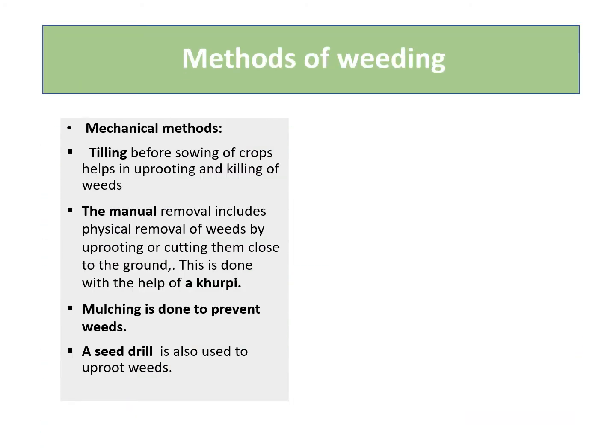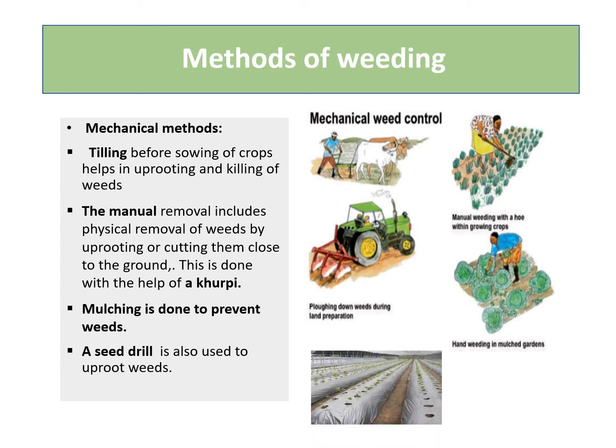There are mechanical methods of weeding. The first method is tilling. Tilling before sowing of the crops helps in uprooting and killing of the weeds. So this is one of the methods of weeding. Second is the manual method. It includes the physical removal of the weeds by uprooting or cutting them close to the ground. So we can uproot them and cut them with the help of a khurpi. It is the manual method.